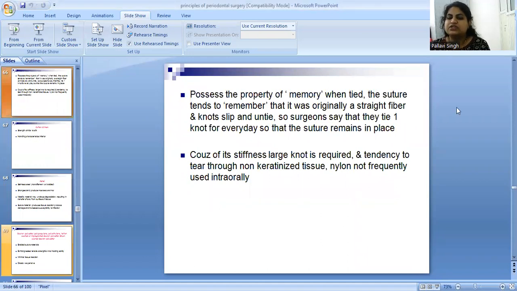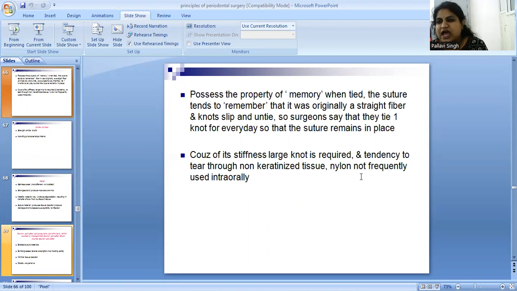And nylon, this is very important. Nylon has a property of memory. When tied, the suture material tends to remember that it was originally a straight fiber, and it does not slip and untie. So surgeons say that they tie one knot for every day so that the suture material remains in place. So what happens with nylon? You have to give one knot for every day so that the suture material stays in place.